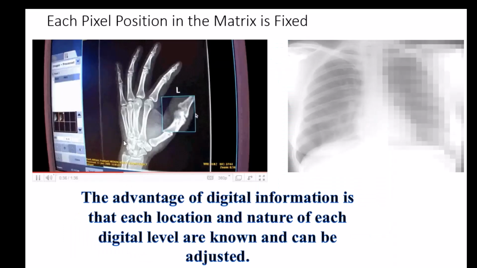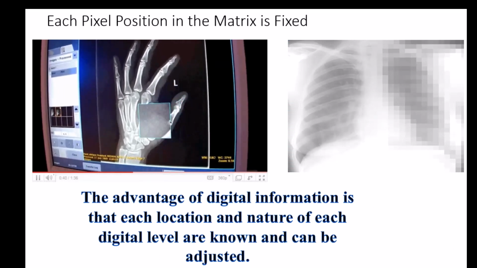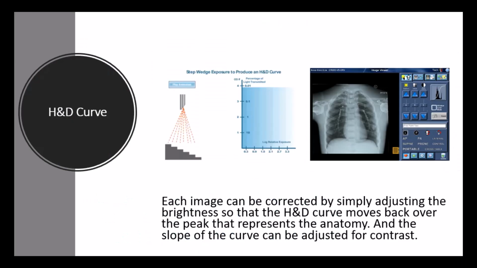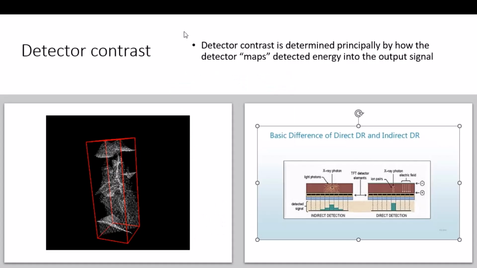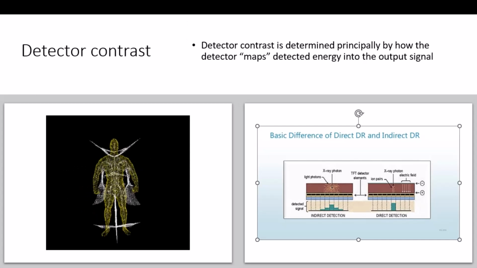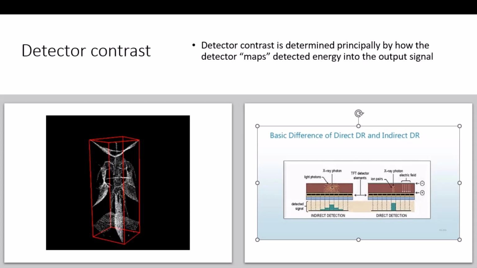The advantage of digital information is that each location and nature of each digital level are known and can be adjusted, and this is why it is important to understand processing. Each image can be corrected by simply adjusting the brightness so that the H&D curve moves back over the peak that represents the anatomy, and the slope of the curve can be adjusted for contrast. The image detector also happens to affect contrast, dependent on the type of detector it is and the size of the detector electronics that are acquiring the data.